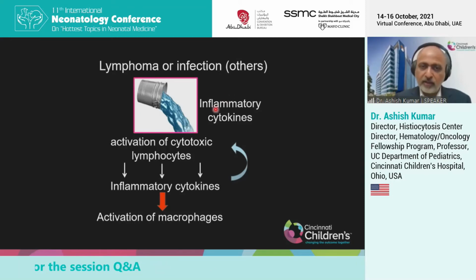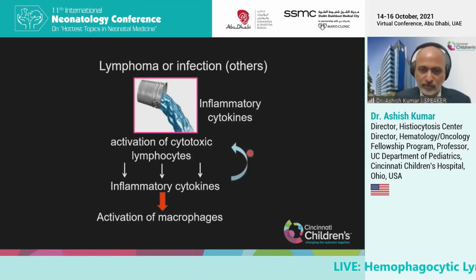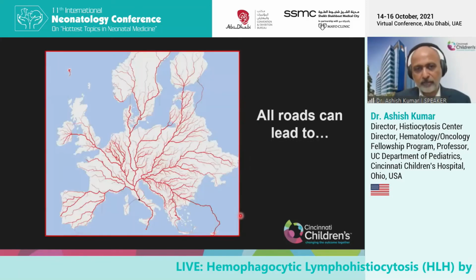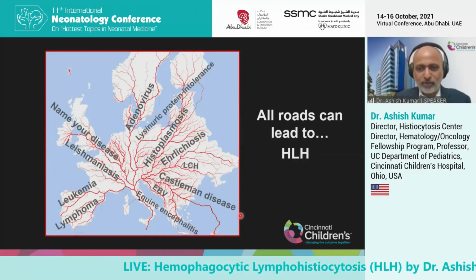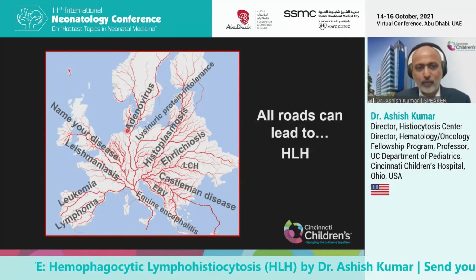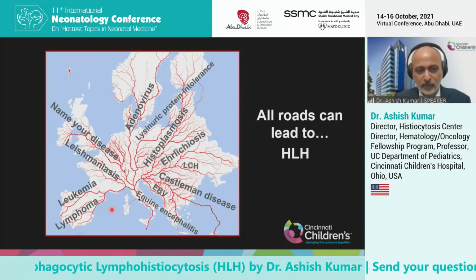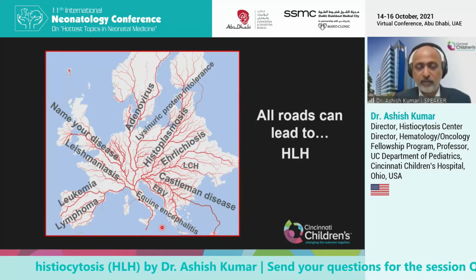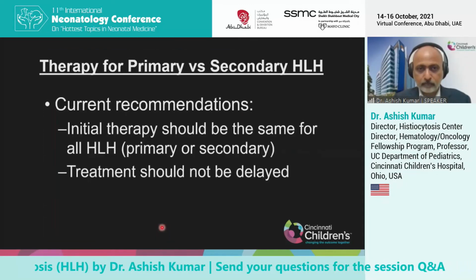All you need is a release or a large bucket of inflammatory cytokines that has been dumped in the blood. And now you get activation of lymphocytes, which then release more inflammatory cytokines, and then you get activation of macrophages, which then leads to clinical manifestations of HLH. So all roads can lead to HLH, and these are the diseases that we know of that can lead to the manifestation of HLH. In children, adults, in newborns, we've seen all of these conditions.